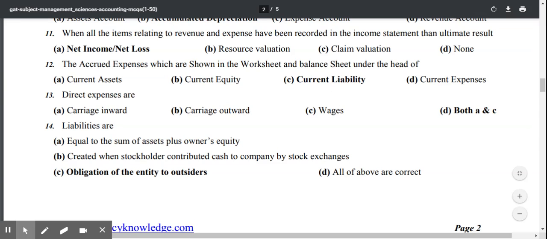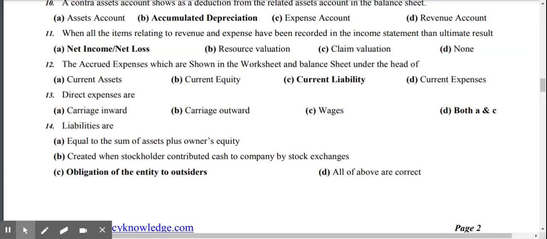The MCQ number 13, direct expenses they are both carriage outward and they are wages. So these are direct expenses. They will not be the carriage inward, but the direct expenses would be the carriage outward and the wages.